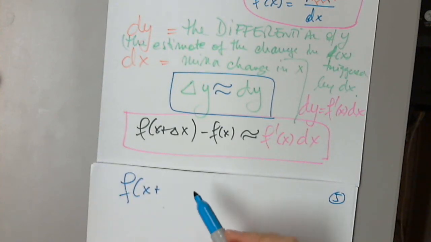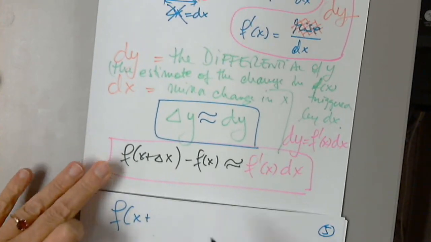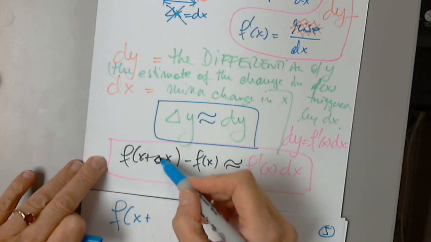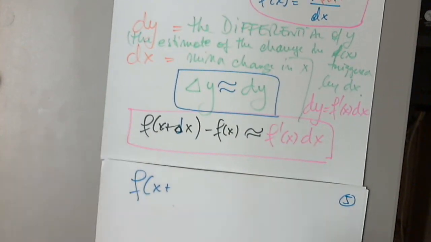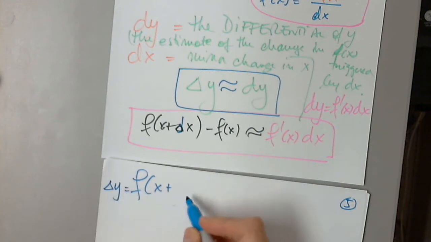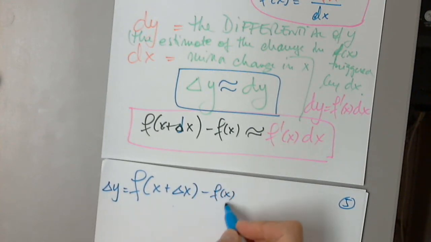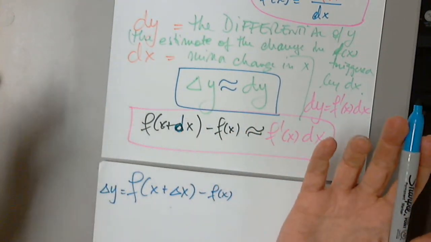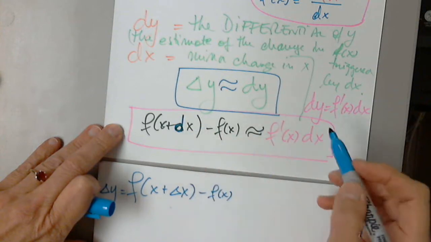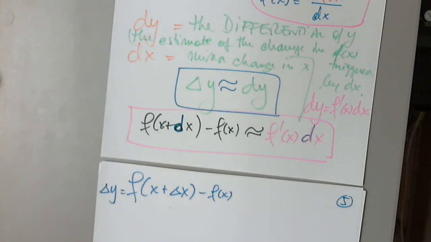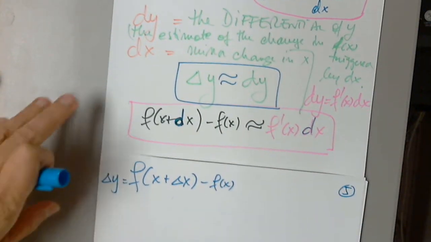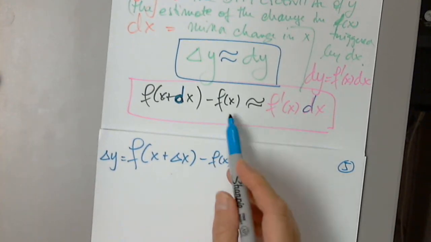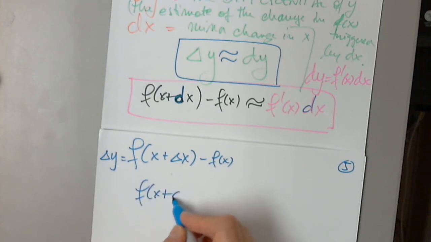F of x plus. Now, because I have dx here, I'm gonna change this into dx, but the formula for delta y is f of x plus delta x minus f of x. But since I have dx, I cannot have, they are equal, it doesn't matter. But I have to have dx in both. For consistency, they are identical anyway. So from here, I'm gonna add f of x to both sides.